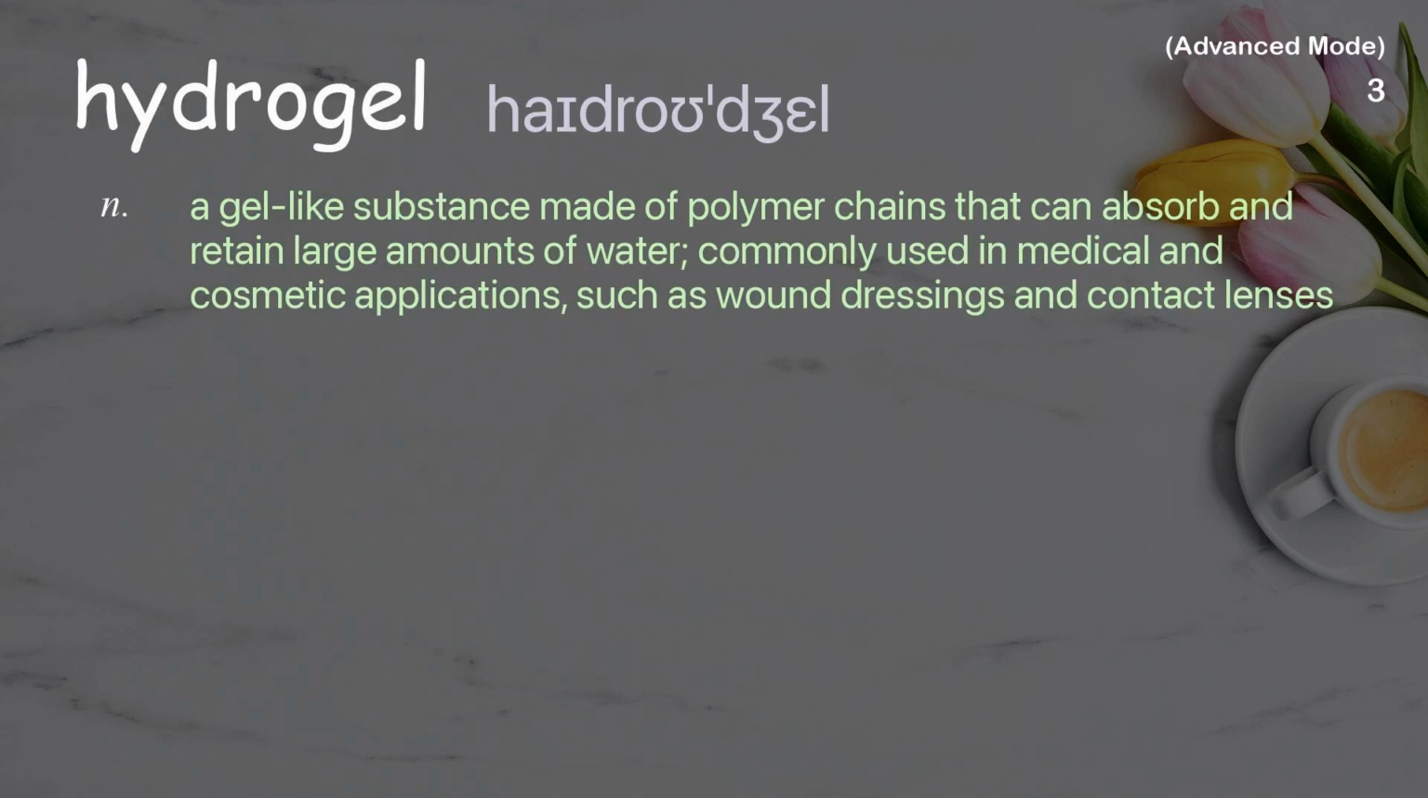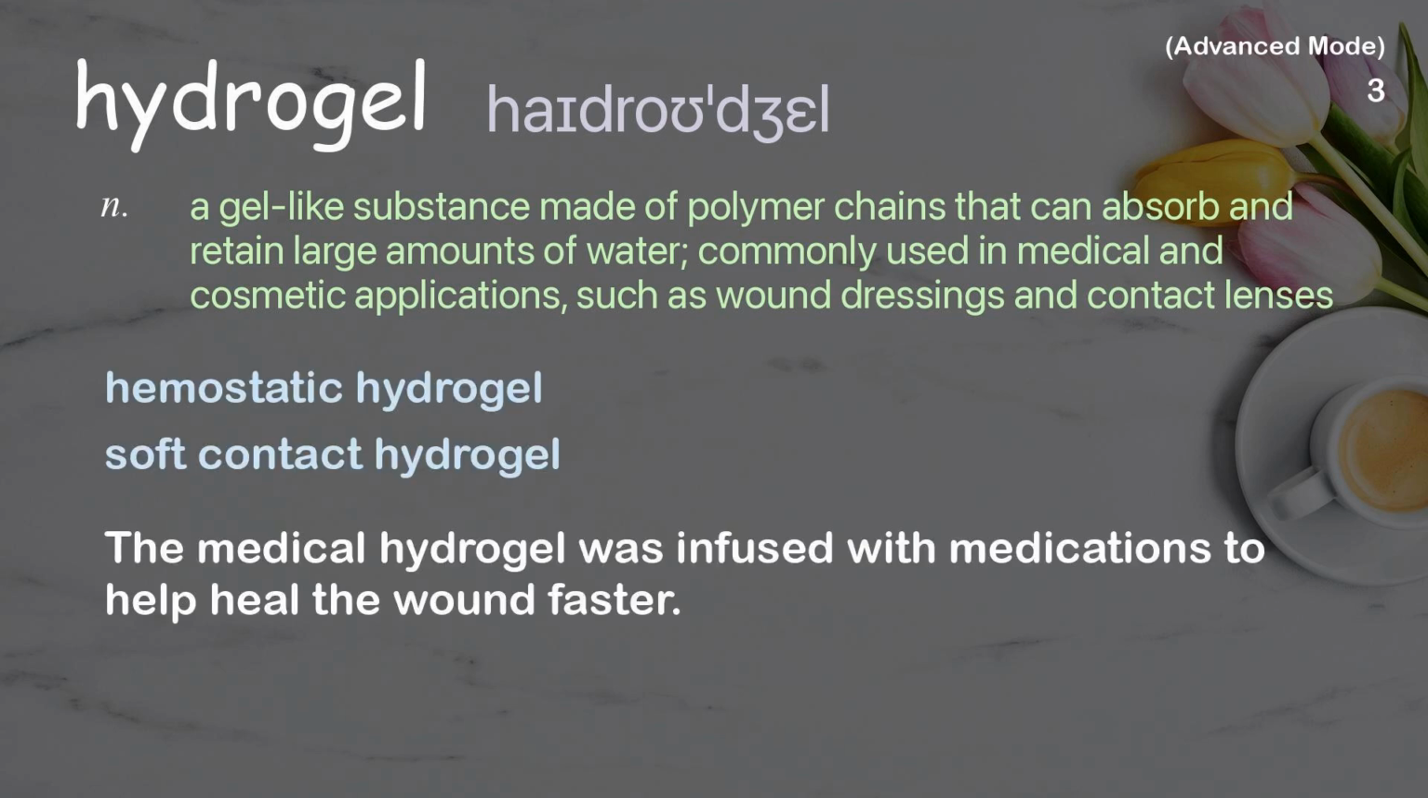Hydrogel. A gel-like substance made of polymer chains that can absorb and retain large amounts of water, commonly used in medical and cosmetic applications, such as wound dressings and contact lenses. Examples: Hemostatic hydrogel. Soft contact hydrogel. The medical hydrogel was infused with medications to help heal the wound faster.